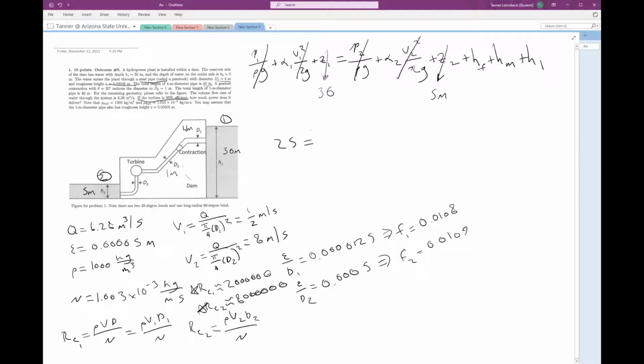And really, I'm going to have two separate major loss terms because I have two separate pipe sections of different diameters, right? We found two different friction factors for the two different sections of the pipe because they have different diameters. So what I'm really going to have is F1 L1 over D1, V1 squared over 2G, plus F2 L2 over D2, V2 squared over 2G. And then I have to include my minor losses. We'll work through those, and then my turbine head, which is what we're solving for.